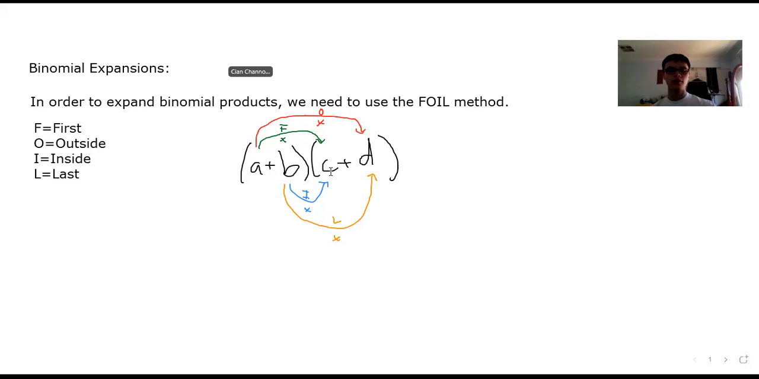Moving to the L part of the FOIL method, we multiply this B term here by the last term in the second bracket, which is this D here. So that would be equating to, oops, I want it in black. It equals A times C plus A times D plus B times C plus B times D.